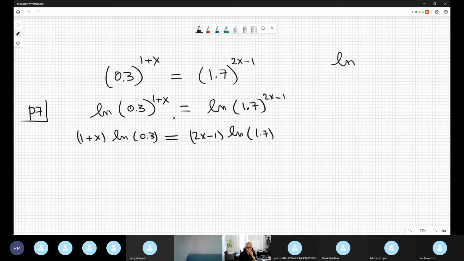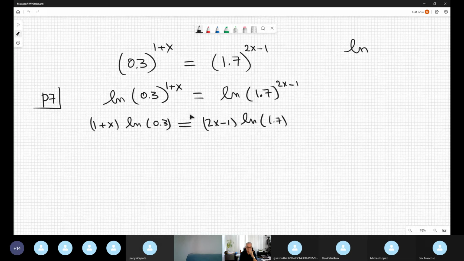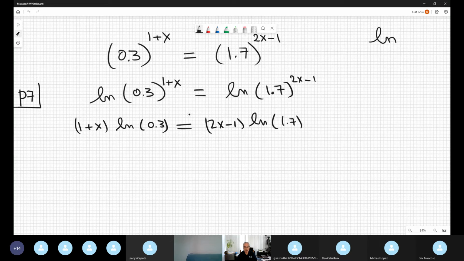Everyone follow me so far? Yes. Cool. Now, remember what my goal is. My goal is x. It's exactly the same. This is a number, and this is a number. Suppose, hypothetically, that we have 1 plus x and we have 3 here, and suppose you have 2x minus 1 and you have 7. How do you solve this equation?